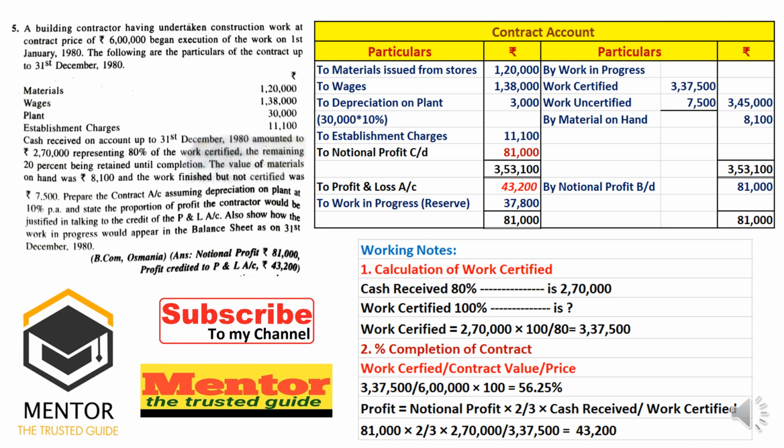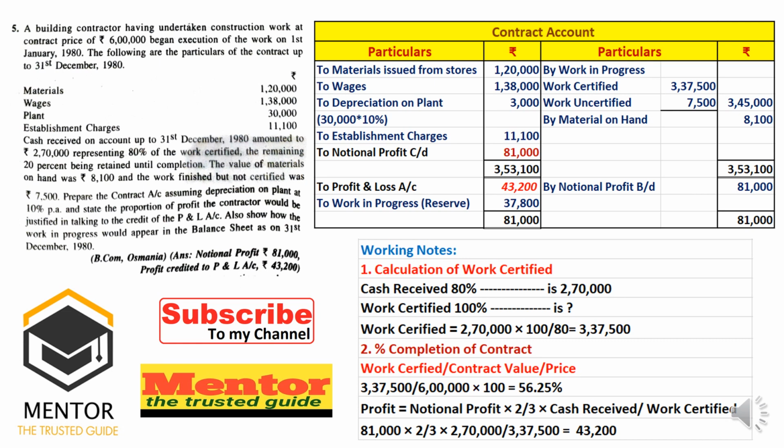Therefore we have taken the depreciation percentage 10 directly, and we calculated the depreciation: 30,000 into 10%, that is 3,000. Whereas for work certified, since the question provided that 80%, being 2,70,000, is cash received, we calculated the work certified. 100% is how much? 2,70,000 into 100 by 80 gives 3,37,500 as our work certified. Uncertified is given in the question, 7,500. Closing material is given, so we have taken it on the credit side. Once we close this account, we get a notional profit of 81,000.